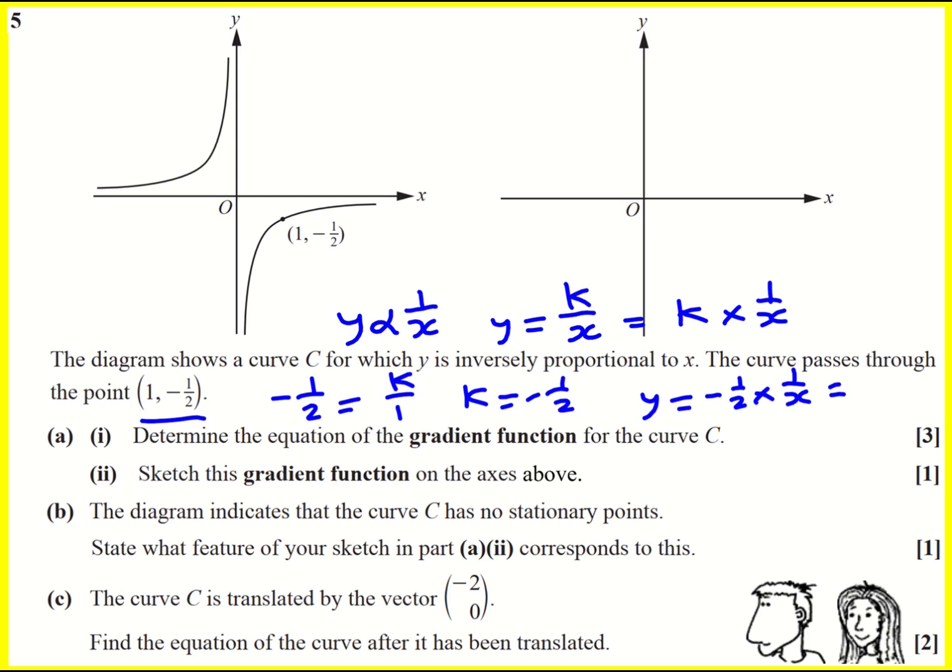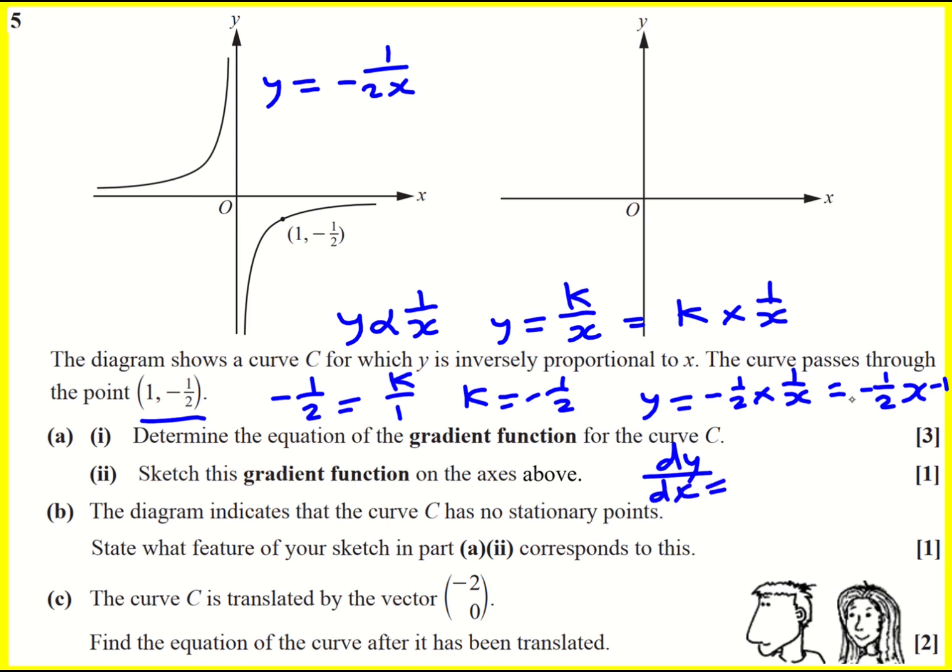And because we're asked for the gradient function, I'm going to put it in power form. So minus a half x to the minus 1. Note, you could also write it as y equals minus 1 over 2x, bringing the fractions together. That's an alternative as well. So being able to go between all these different representations is important.